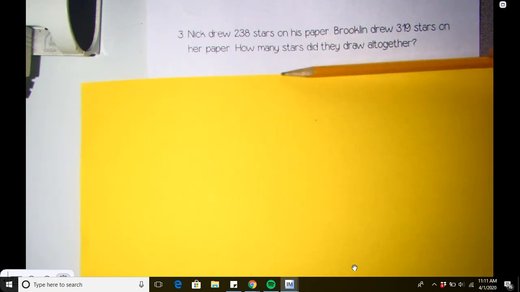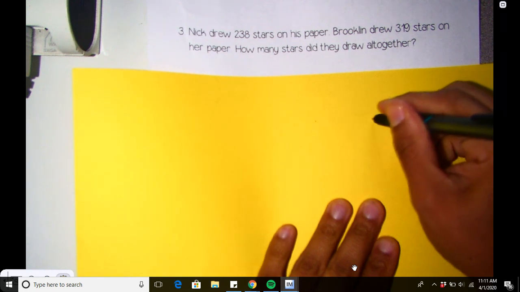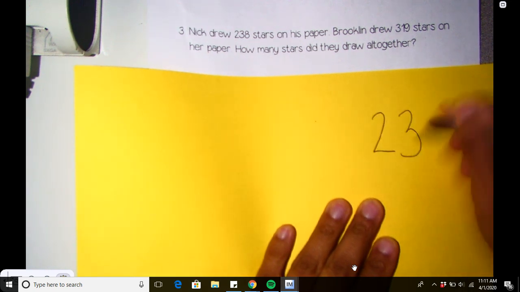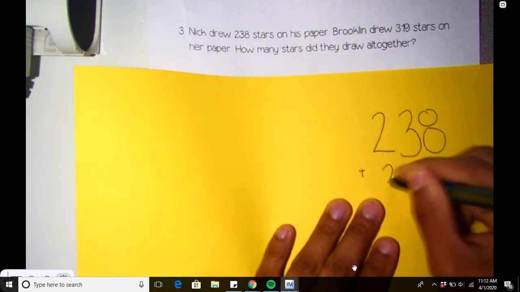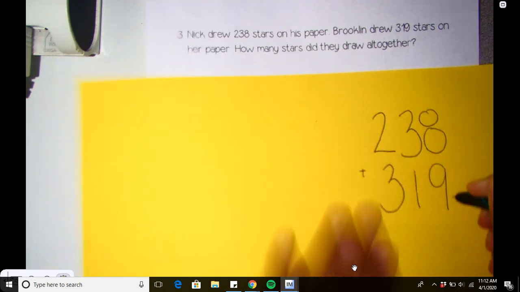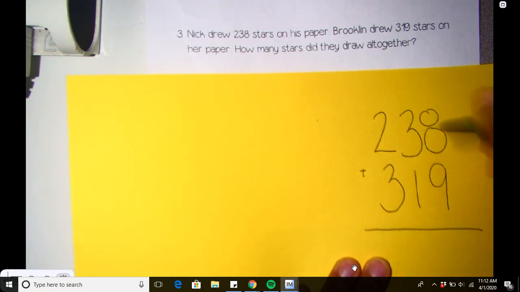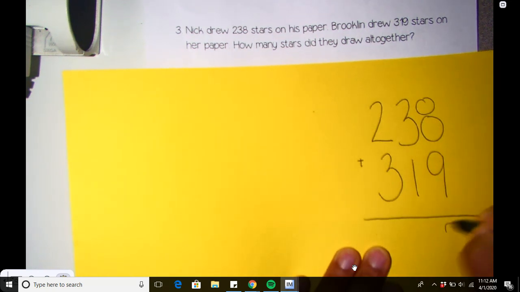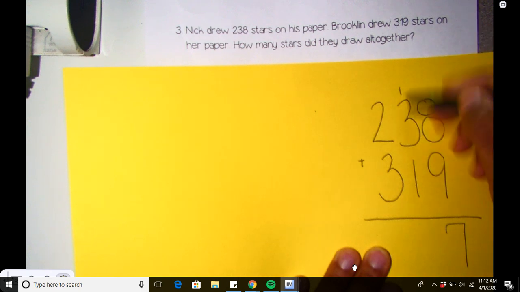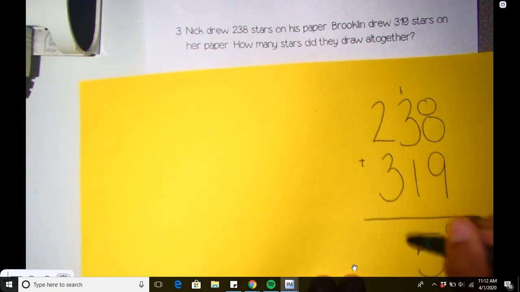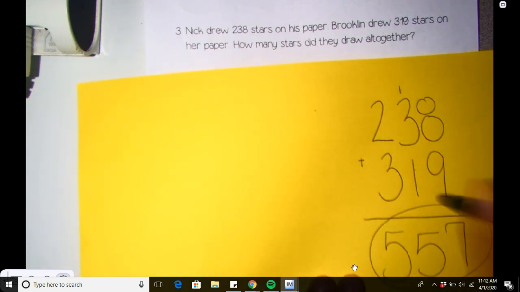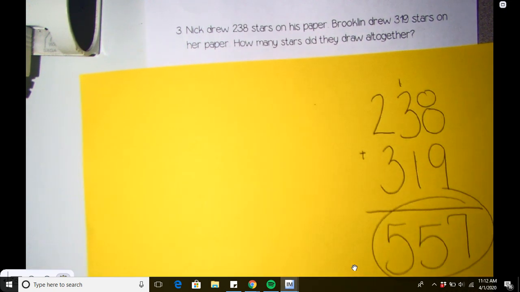So I got that keyword altogether. So I'm going to combine both with addition. So we're going to do 238 plus 319. Okay, so I've got 8 plus 9, which is 17. I carry my 1. 3 plus 1 is 4. 4 plus 1 is 5. And then 2 plus 3 is 5. So altogether, they would have had 557 stars.